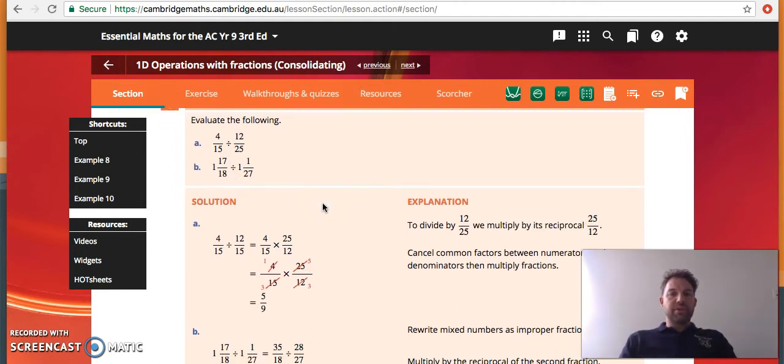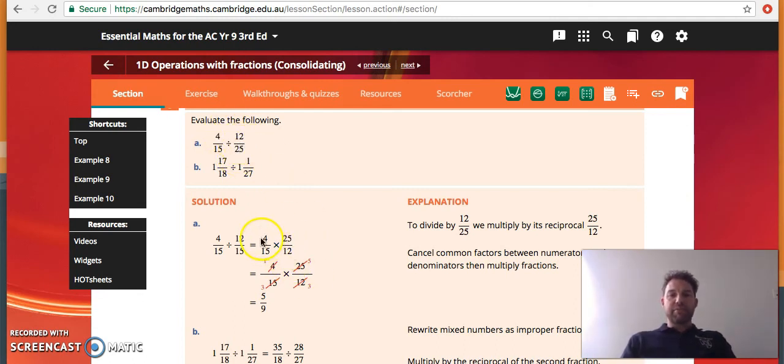What we do is go 4 over 15. We change this to a times. All right, see how it's changed to a times? And we flip 12 over 25. We flip that to become 25 over 12. So we change it from a divide to a times, and we flip the second fraction.